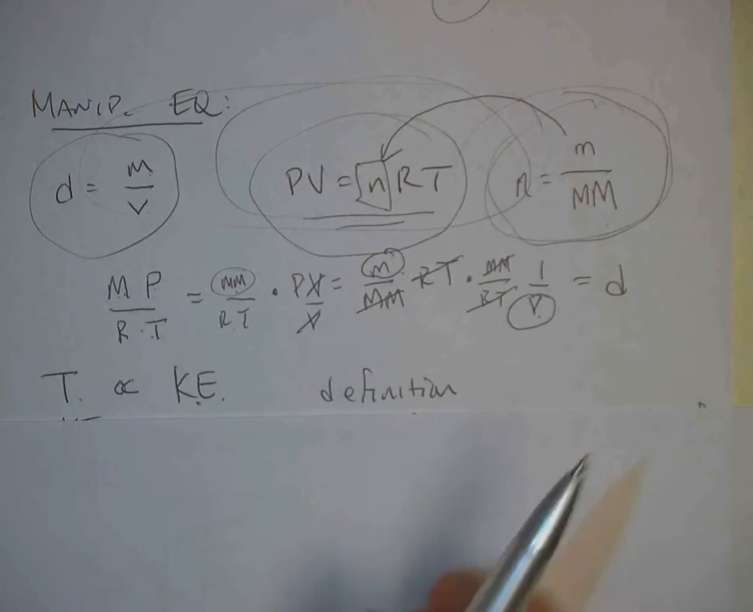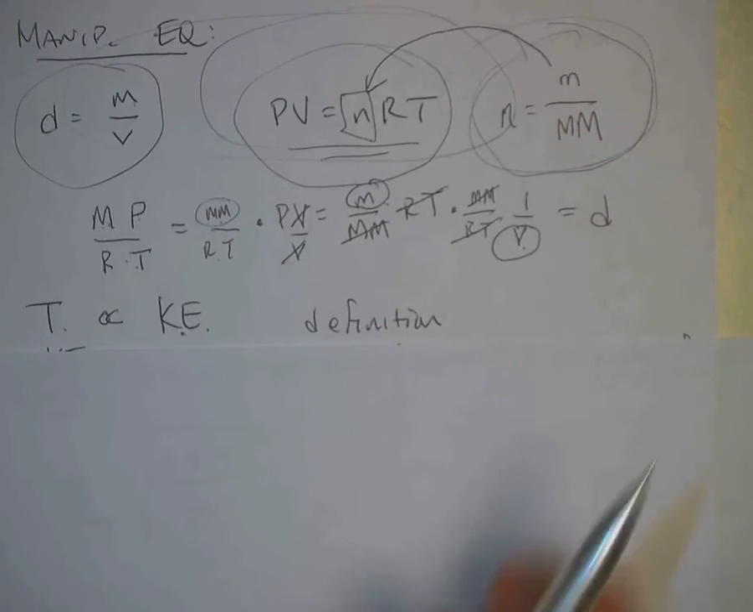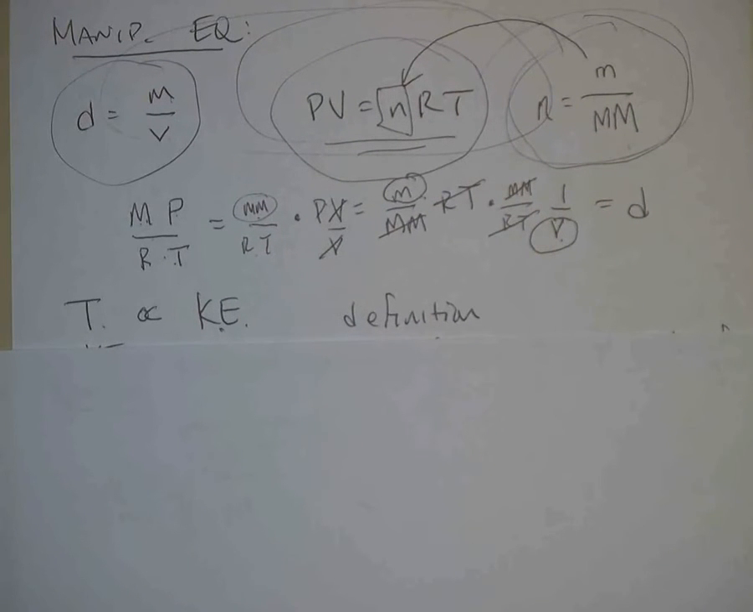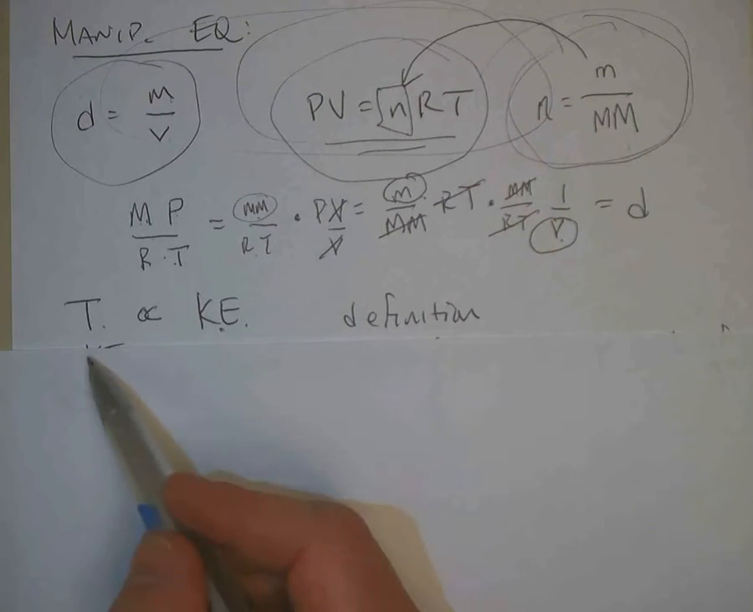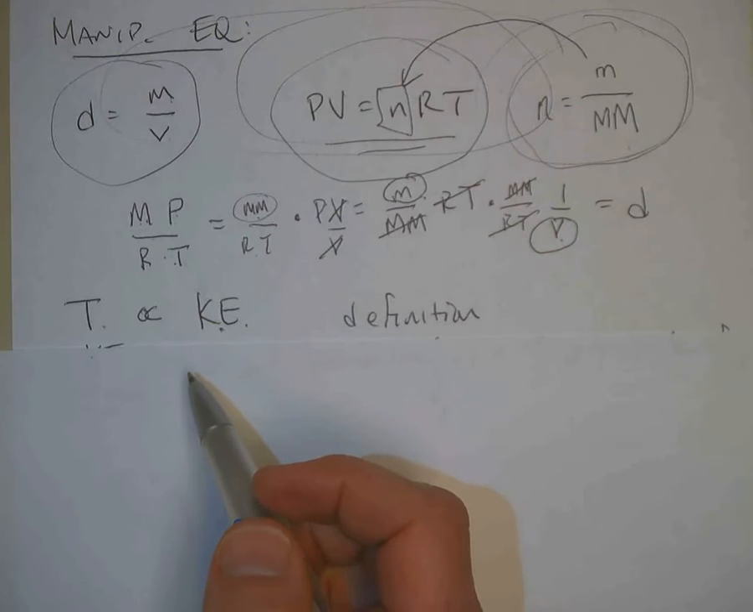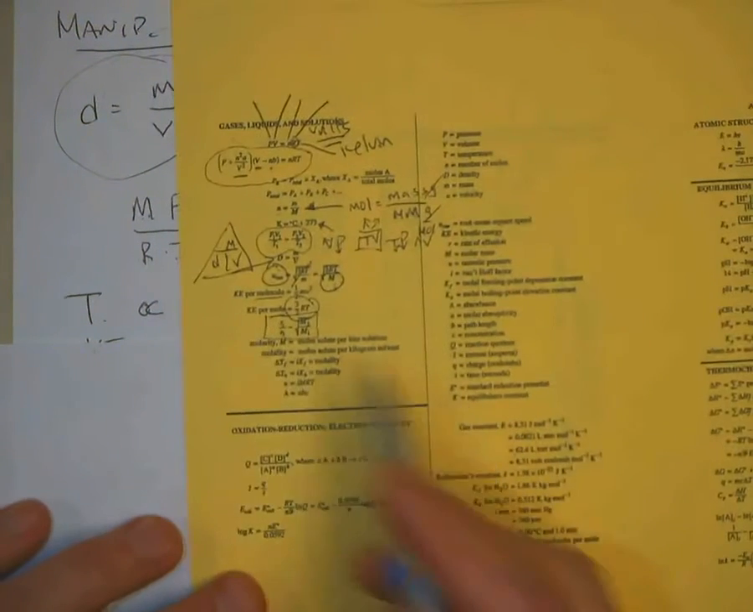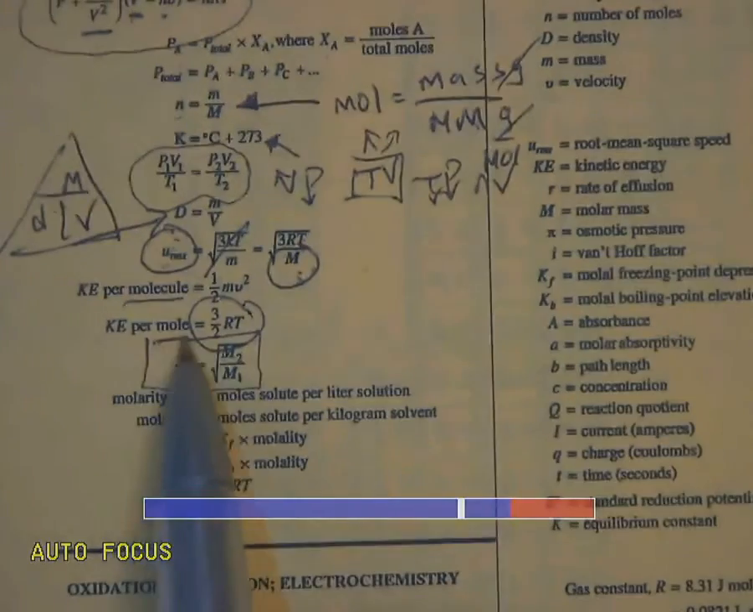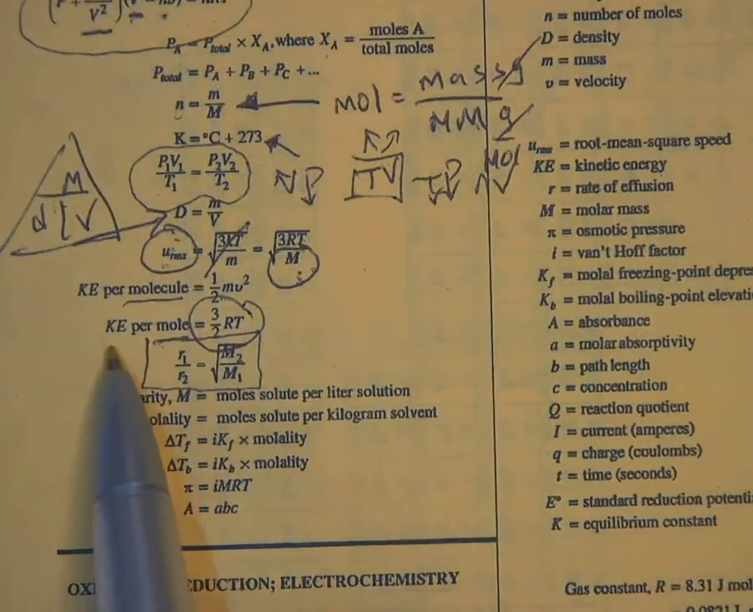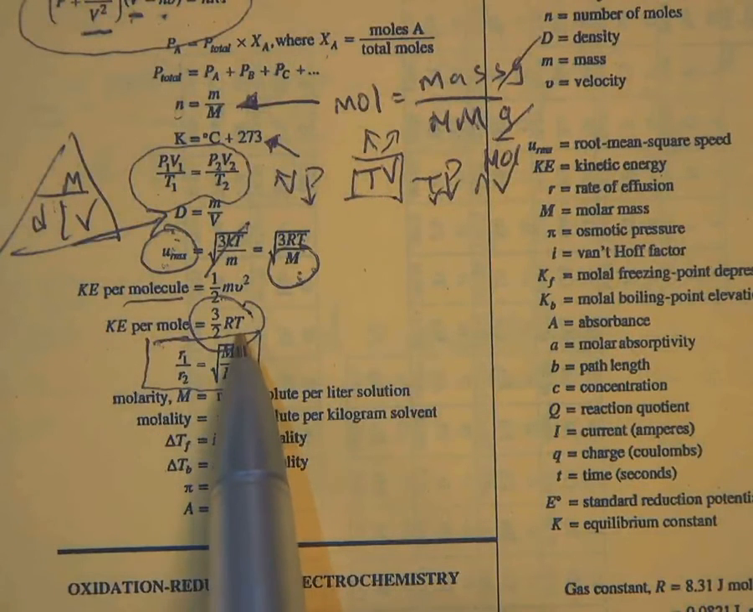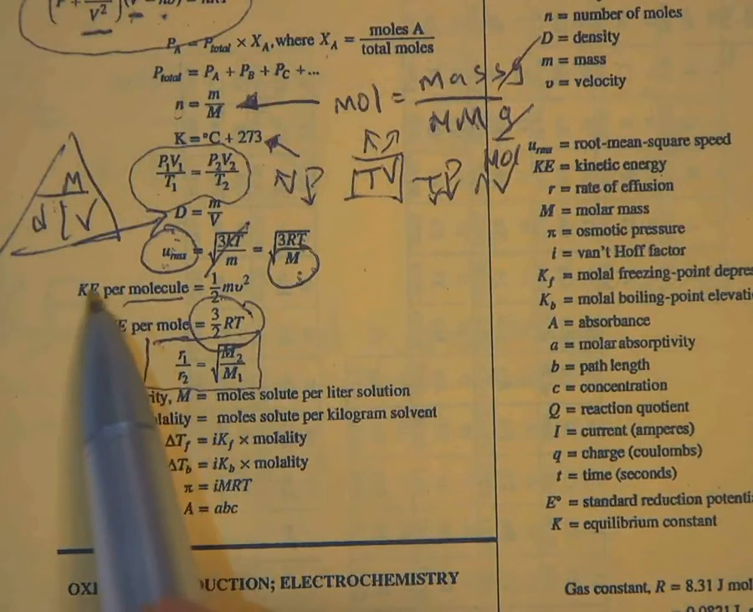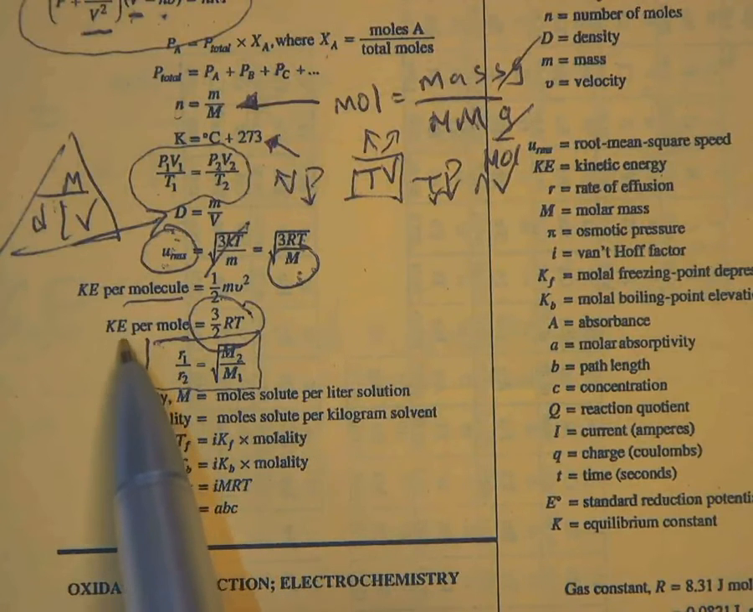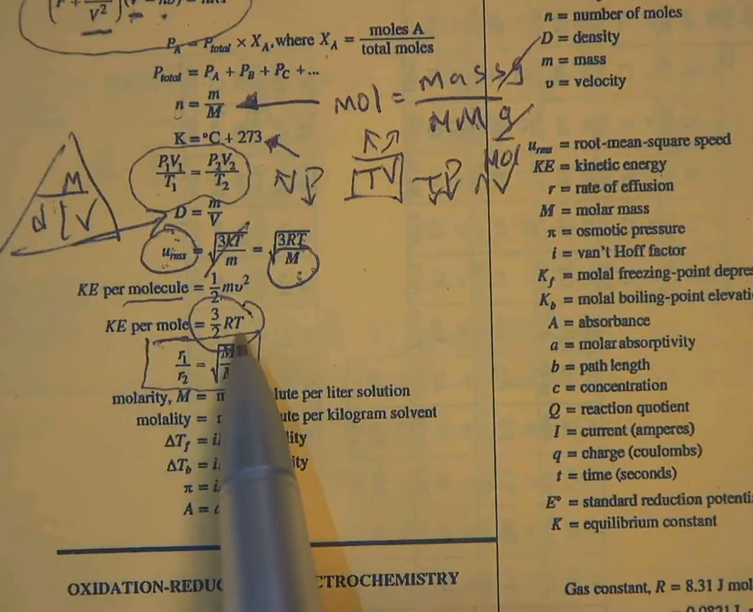All right? One more definition. Temperature is defined as the average kinetic energy of the gas particles, and therefore temperature is directly proportional to kinetic energy. And you saw this actually in one of our equations here, how kinetic energy per mole right here, I'll zoom in on it again, is equal to 3 halves RT. So you can see that kinetic energy is directly proportional to temperature. And if you forgot what kinetic energy is, that's the energy of moving things.